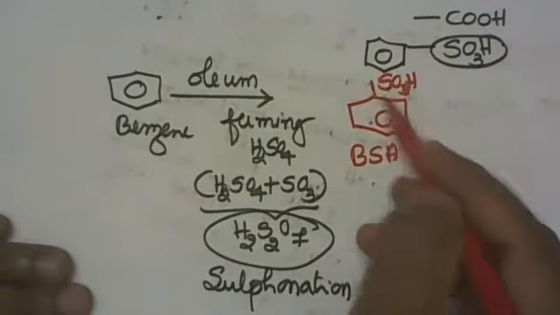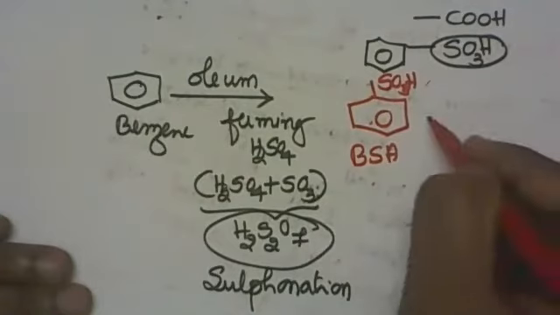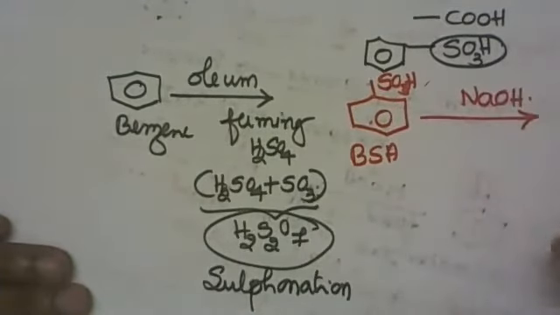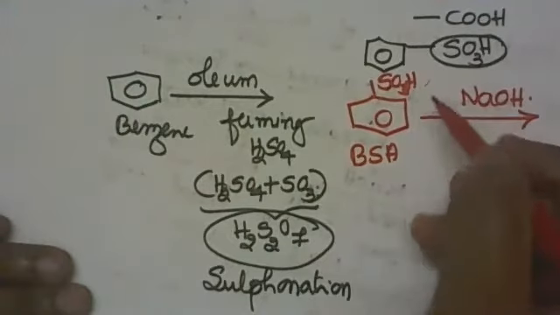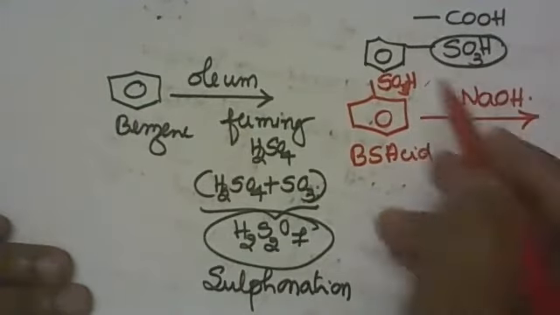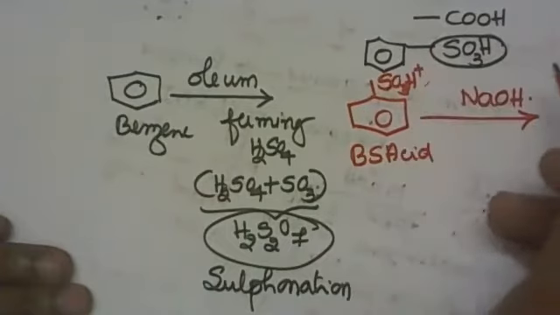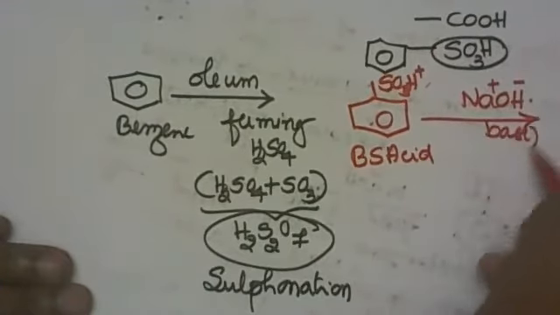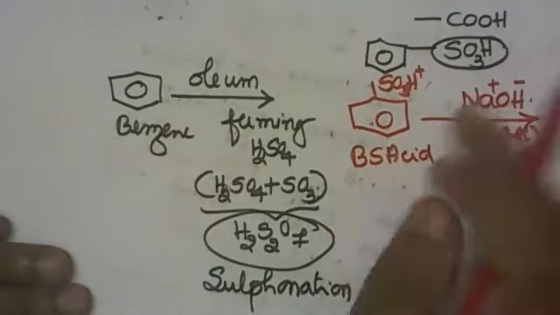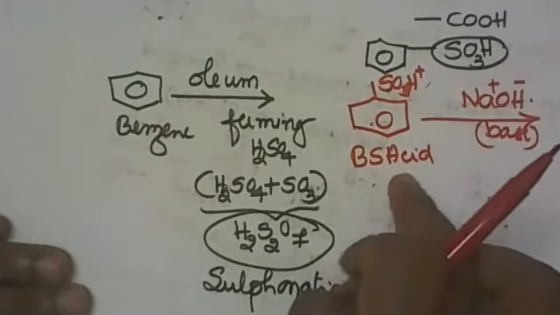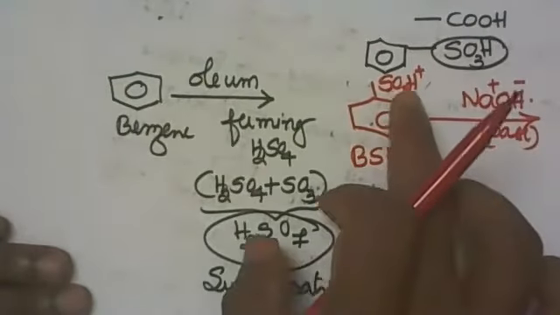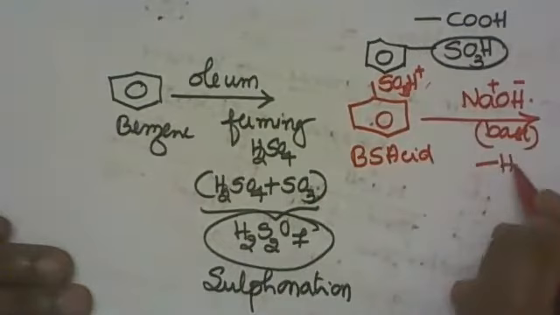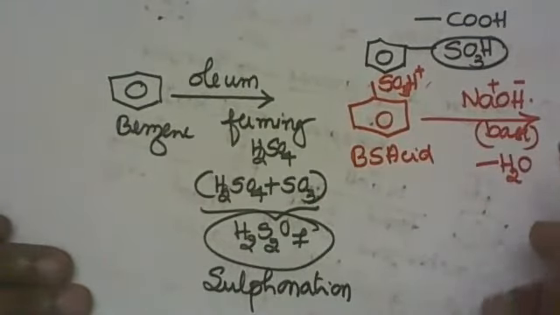Now I don't want SO3H, I want OH here. Now again, it is treated with sodium hydroxide. This is an acid, correct? Benzene sulfonic acid. An acidic group is there, so it can react with the base. Sodium hydroxide is basic in nature. Now this acid can give its salt. So remove H plus, add Na plus. The side product is water, H2O, right?